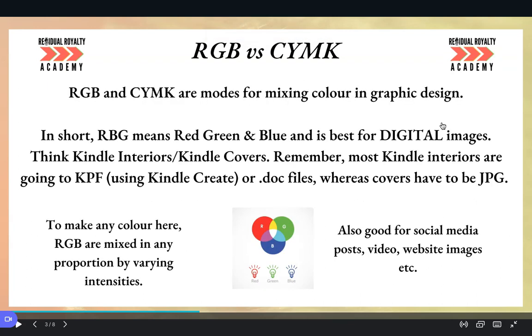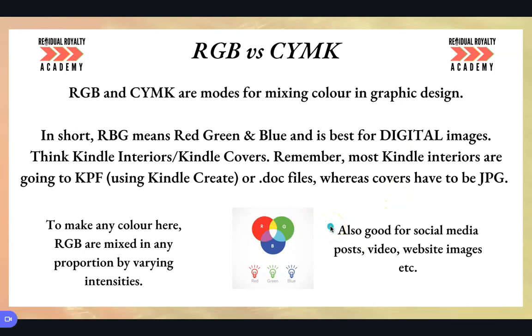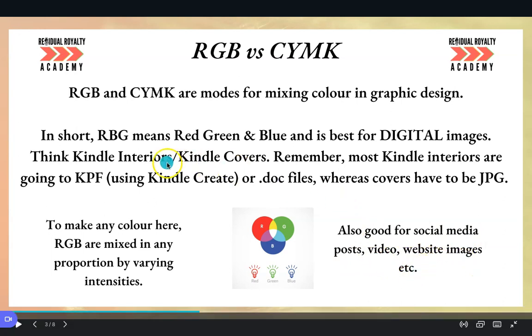So RGB and CMYK are modes for mixing color in graphic design. Basically that's just fancy terminology for saying how do you create the color, and there's basically two different ways you can do it. You either have RGB, where you mix red, green and blue in different proportions to make any color of your desired choice, and this is best for digital images. So think Kindle interiors, Kindle covers. Obviously this is a publishing channel, so the things we do aren't really related to making social media posts or video or website images, etc. So I'm just going to bring everything back to publishing.